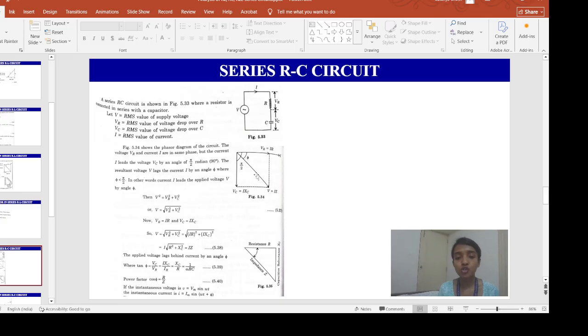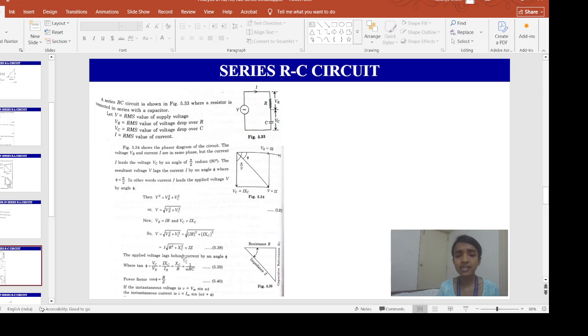So, if we do the phasor sum, V square will be VR square plus VC square, or V equals root over VR square plus VC square. Now, VR, we know, is IR, and VC will be I into XC. So if we put these VR and VC values, we will come up with V equals I into Z, where Z equals root over of R square plus XC square.